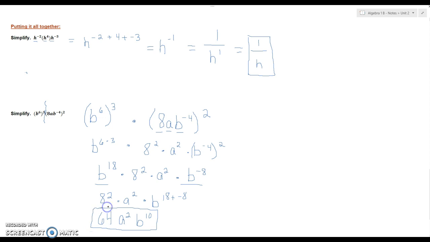So we've learned two new properties, power to a power and product to a power, and then we practiced putting it all together.